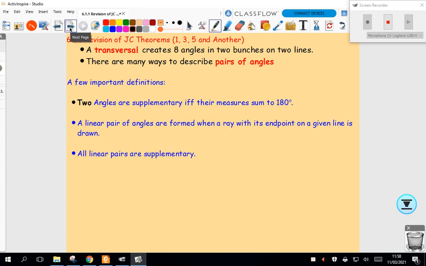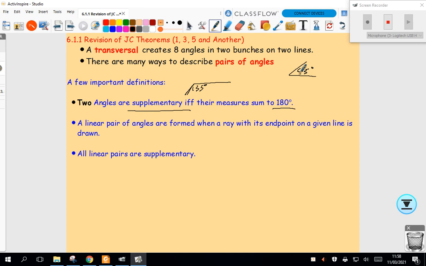A couple of important definitions. Two angles are said to be supplementary, and you'll be hearing that word used, if and only if their measures add to 180. So, you know, a 45-degree angle and a 135-degree angle are two angles that are supplementary because their measures add to 180.